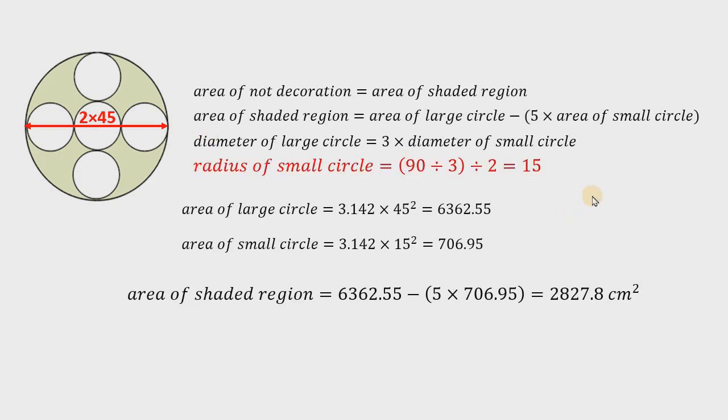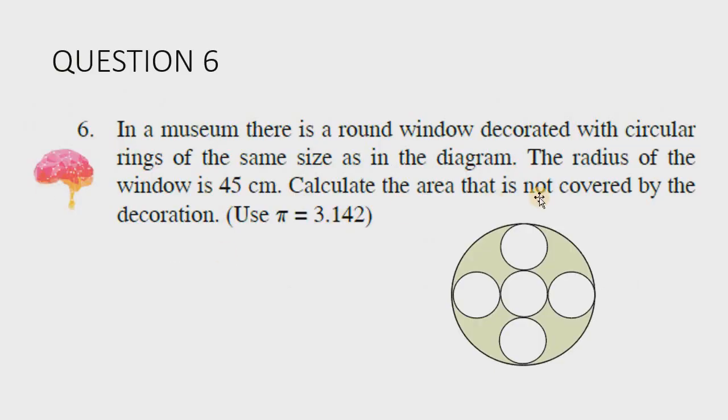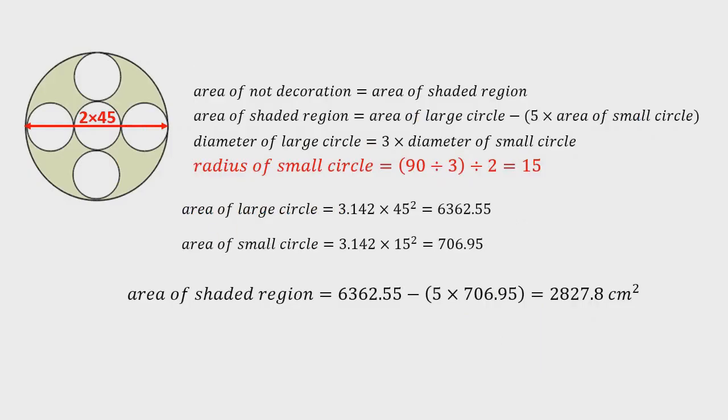So then I can find the area of the region that is not covered by decoration. So that is the area of the shaded region. So we go find the area of shaded. That means I need to find the area of the big circle, the large circle. After that, I minus 5 times the area of the small circle. That's why I have written down here: the area of the shaded region is equal to the area of the large circle minus 5 times the area of the small circle.